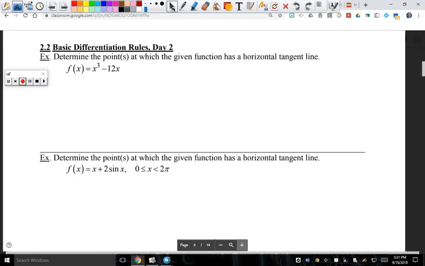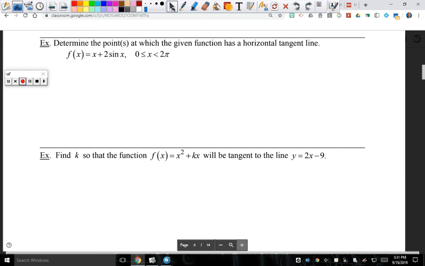So let's move back and go to the second example. Okay, it says determine the points at which the given function has a horizontal tangent. Same thing, right? All right, Alec, what's the derivative? 1 plus 2 cosine of x.